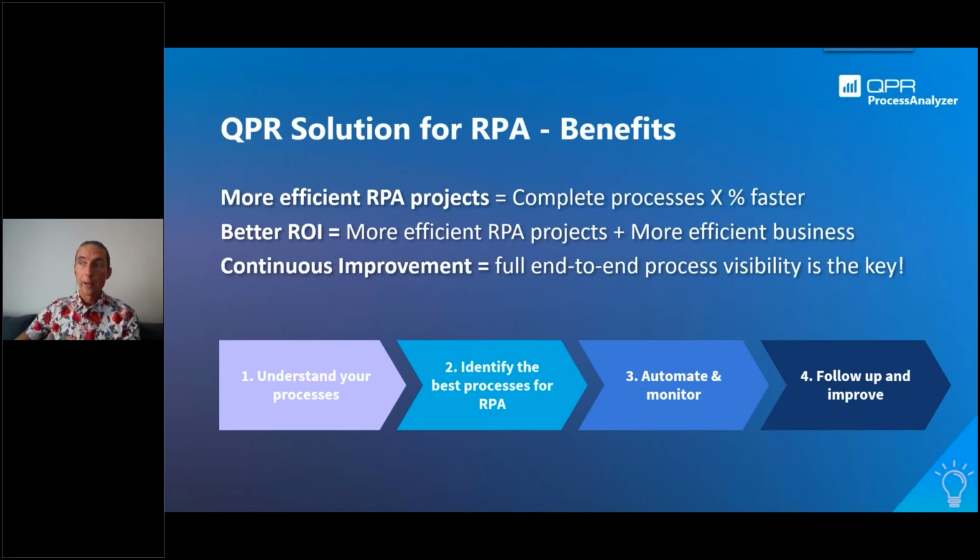So you can do then much more of those automations. If one automation takes 6 months to deploy and get working properly, now you can do it in 3 months. If you used to do it in 2 months, now you can automate individual automations in 1 month. And then you get a better return on your investment because you have better, more efficient RPA projects, but also the business will be much more efficient faster.